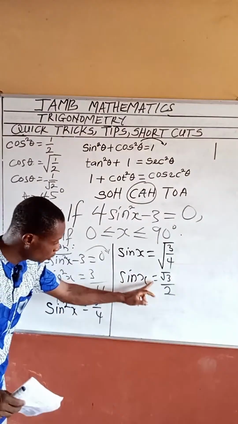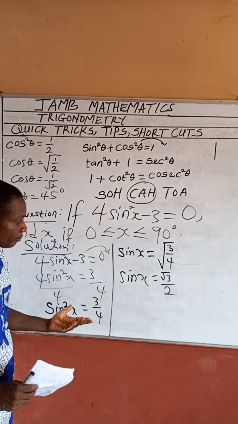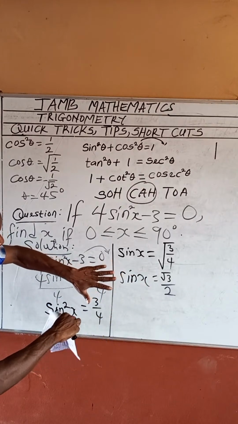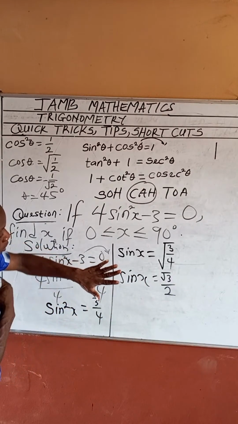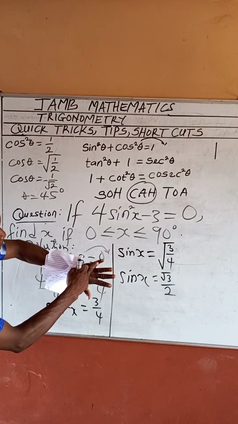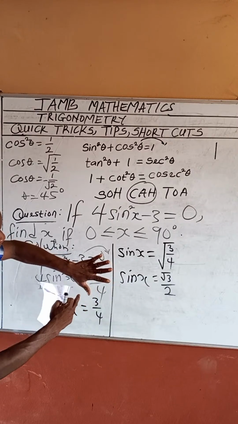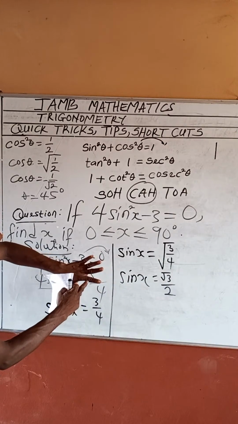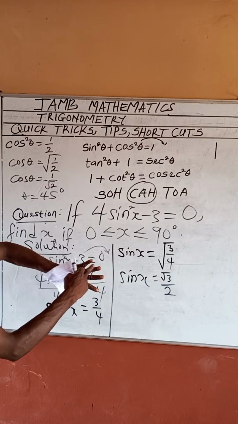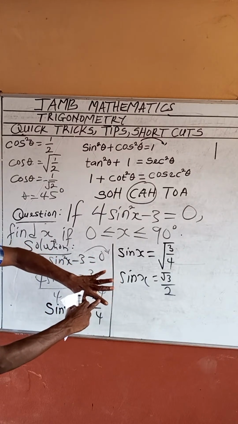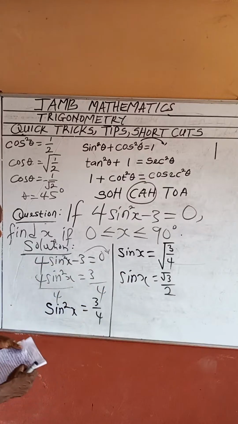So which one? Trigonometric ratios of what? You can use this, okay? I always use my fingers. If you use your fingers, the first one here is 0, this is 30, this is 45, this is 60. So which one is the answer here?